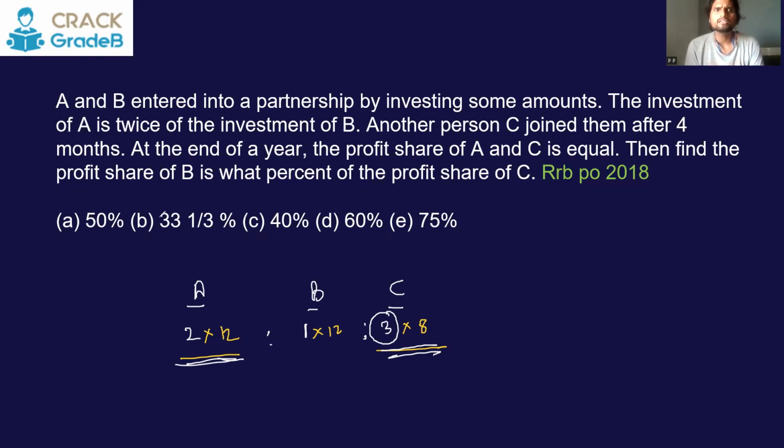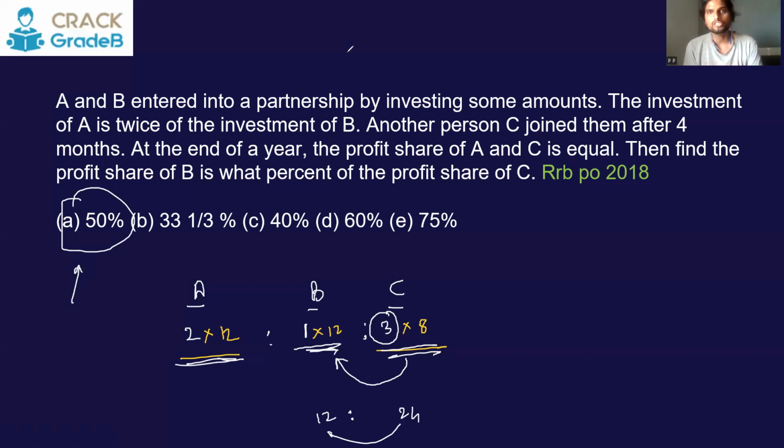The concern only is find the profit share of B is what percent of profit share of C. So profit share of B will be this much. Profit share of C will be this much. So how much percent? If he is getting 12 parts, he is getting 24 parts, which is half of it. That is 50%. So B will be getting 50% of C. And it's very easy. Because if B's investment is half of A, B should get half of A. And A and C, if they are getting equal, B should be getting half of C as well. So 50% of C. Easy.